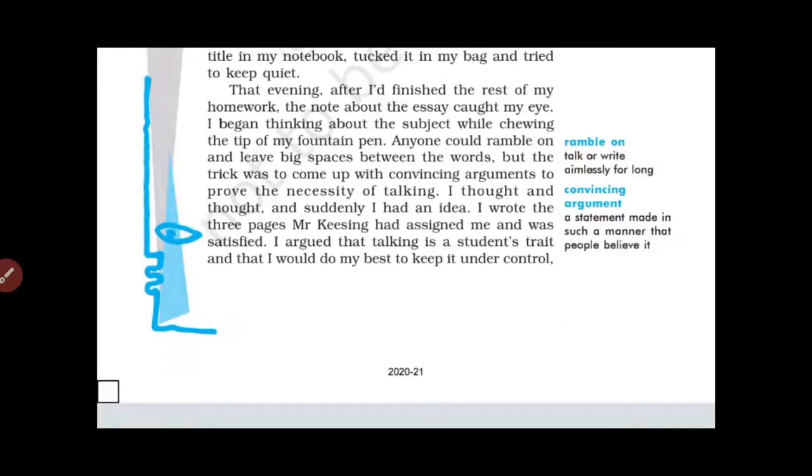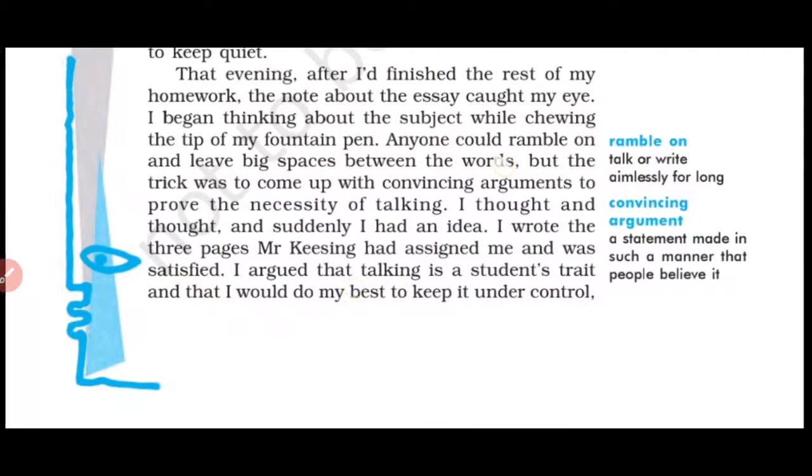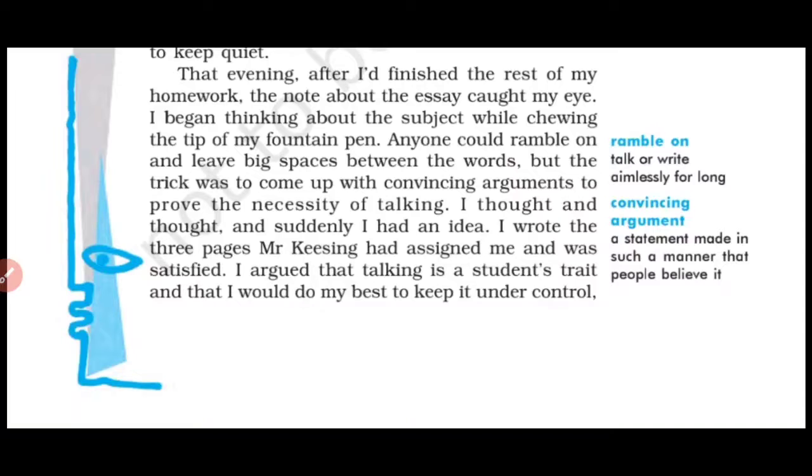That evening, after I had finished the rest of my homework, the note about the essay caught my eye. I began thinking about the subject while chewing the tip of my fountain pen. Anyone could ramble on and leave big spaces between words. But the trick was to come up with convincing arguments to prove the necessity of talking.